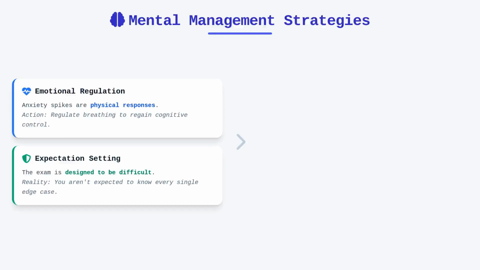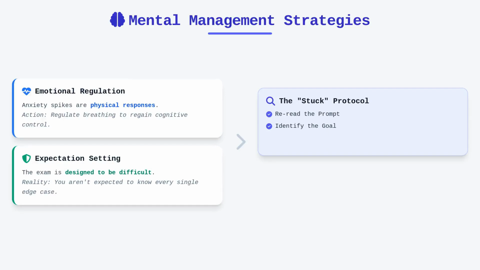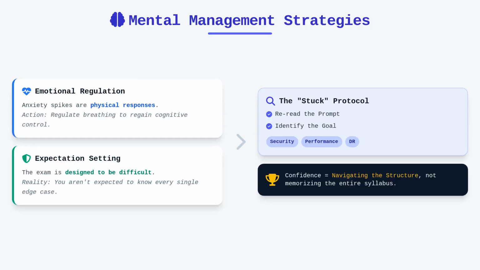Remember that the exam is designed to be difficult, and you are not expected to know every minute detail perfectly. If you find yourself stuck, reread the prompt to ensure you have identified the specific goal of the scenario, whether it involves security, performance optimization, or disaster recovery. Confidence comes from knowing how to navigate the test structure, not from knowing the answer to every single edge case in the vast CompTIA syllabus.